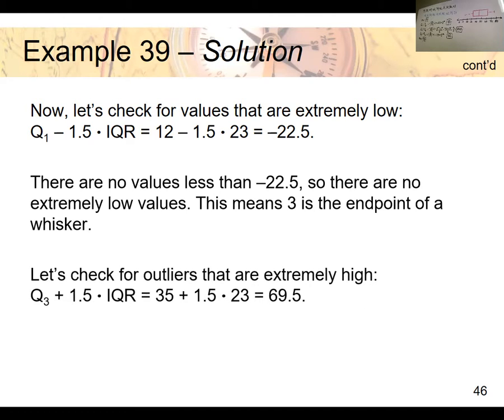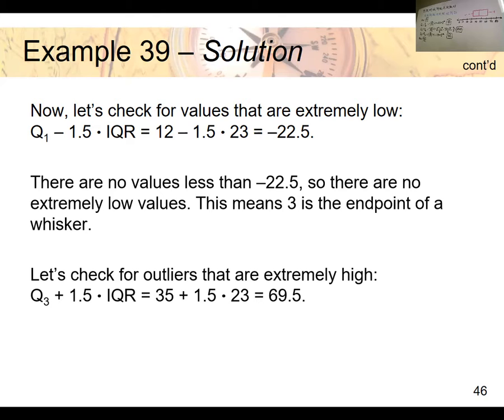Now, we check for those that are extremely high by using Q3 plus 1.5 times the interquartile range. Here, Q3 was 35. The interquartile range was 23. So we got 35 plus 1.5 times 23. Do this and then calculate, you'll get 69.5. So if we have any data values that are greater than 69.5, then we have an outlier.